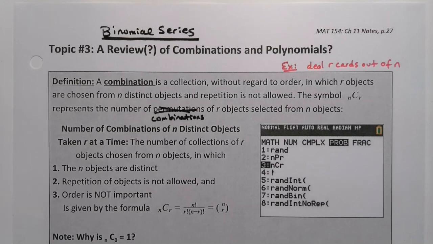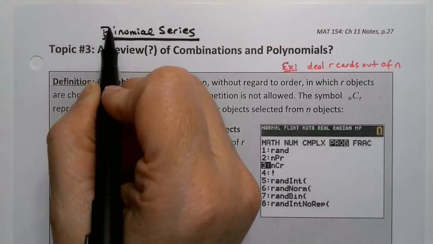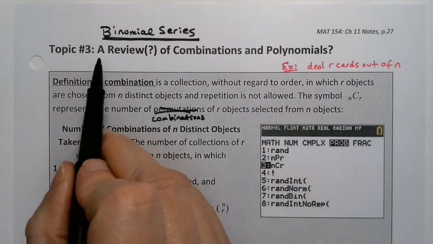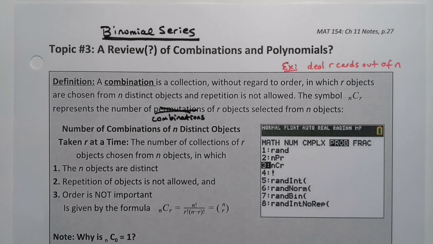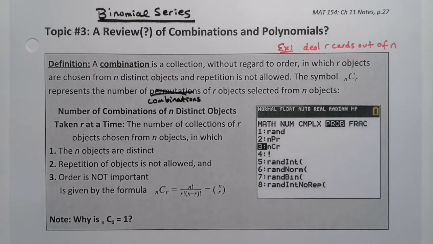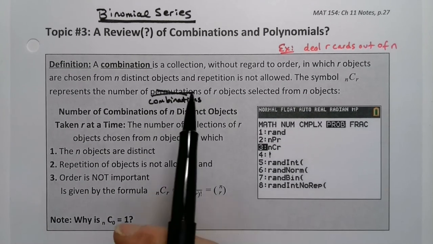The last topic in this section is really the binomial series. That's going to require a little review of combinations and polynomials, but it's the binomial series that we're shooting for. So let's look at the definition of a combination if you've never learned it before.